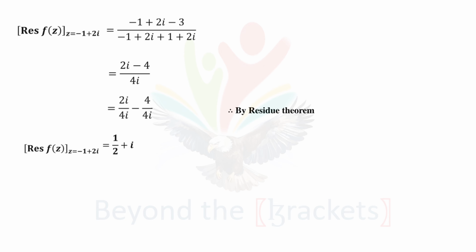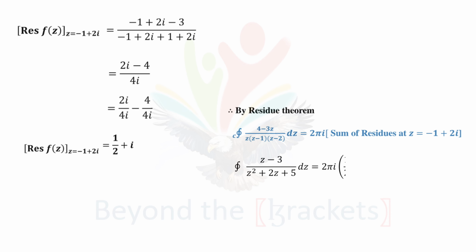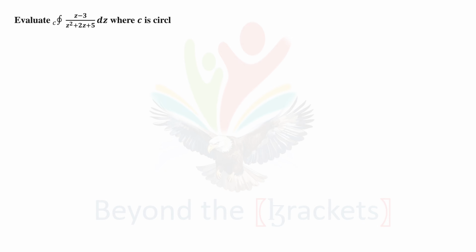By the residue theorem, the given integral will be equal to 2πi times the sum of residues of f(z) at z = -1 + 2i. Substituting the value, we have 2πi times (1/2 + i), which will be simplified as π(i - 2). Consider part C of the same question.